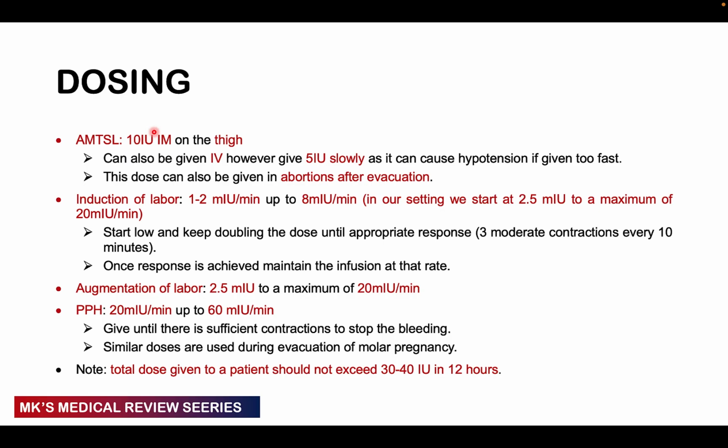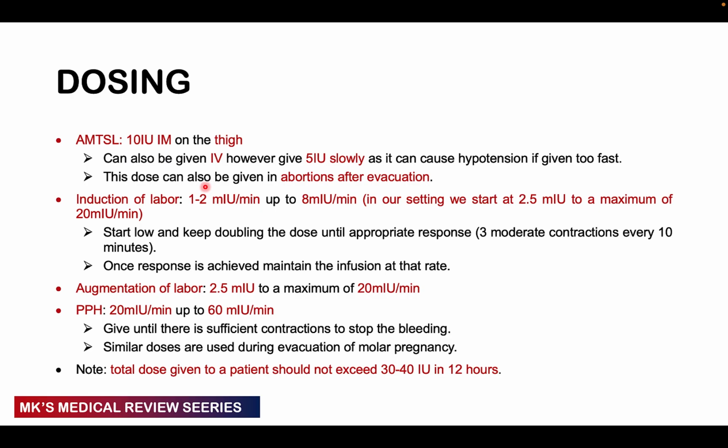Once it's given this way, there are 2 prerequisites that you really need to know. Number 1, you have to give a lower dose, so instead of giving the 10 international units, you're going to be giving 5 international units. Number 2, you're going to give this slowly, because if you give it too quickly, it may actually cause hypotension. Remember that oxytocin has similar features to ADH. This dose is also given in abortions after evacuation.